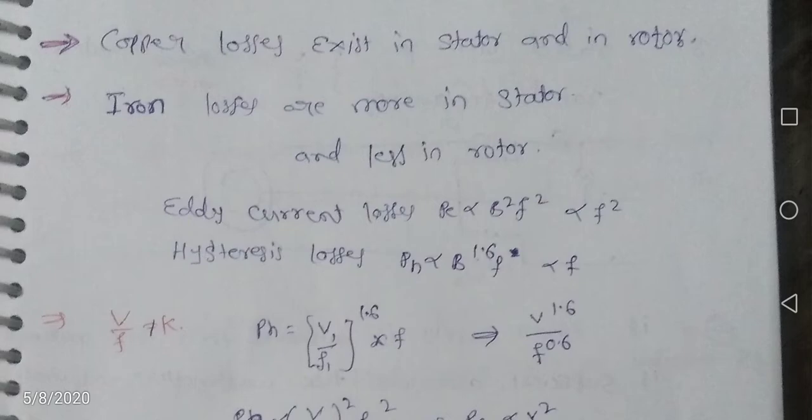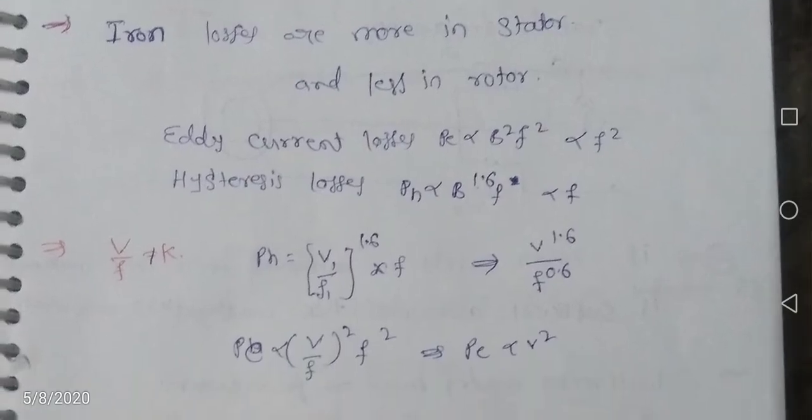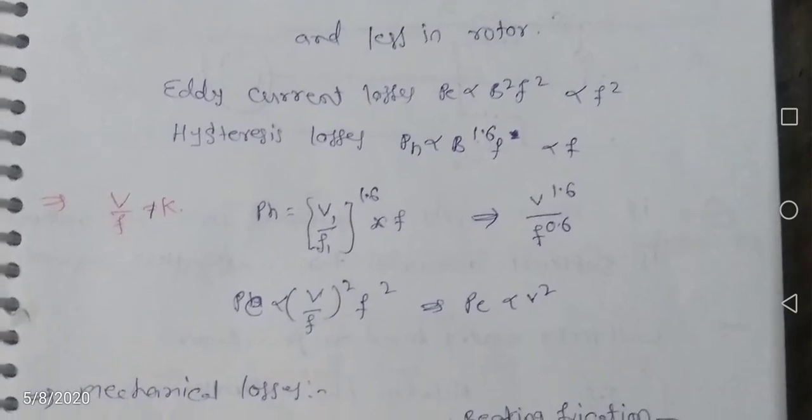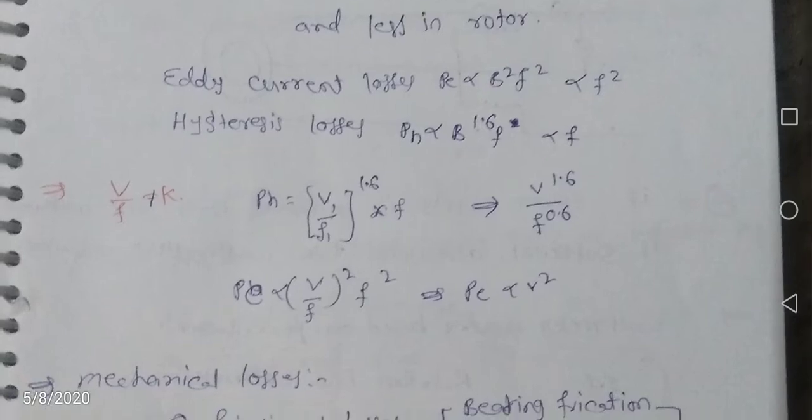Eddy current loss is proportional to B square F square. Eddy current loss is proportional to frequency. Hysteresis loss is proportional to the frequency. So with the less frequency in the rotor, eddy current and hysteresis losses in the rotor are negligible.